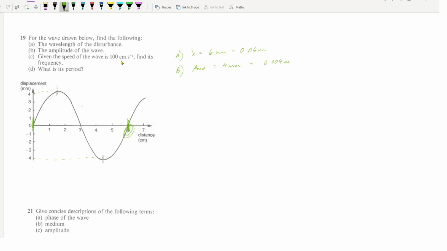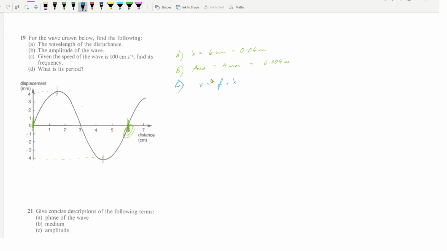Given the speed of the wave is 100 centimeters per second, so 1 meter per second, because there's 100 centimeters in a meter, find its frequency. Okay, so for part C, velocity is equal to frequency times the wavelength.